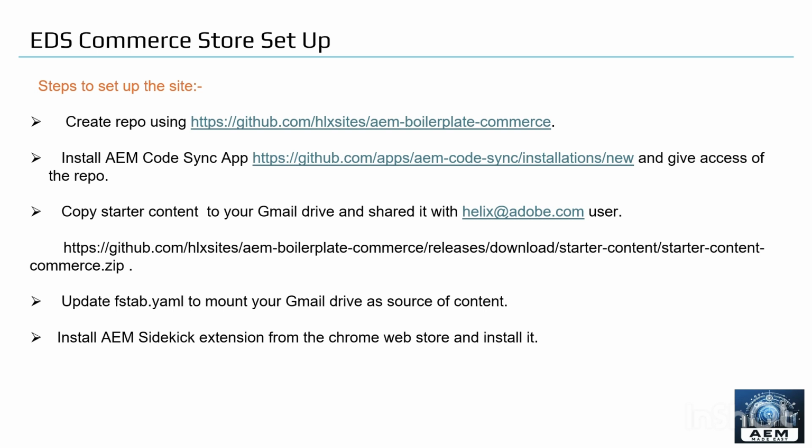By default it will be using some starter content which is present somewhere inside Adobe Drive. It will be in Google Drive only, but it will be owned by Adobe. So if you want to have control of your content, you can download the starter content and upload it in your Gmail Drive. Then you need to change the mount point using the fstab.yaml file. And as I already mentioned in the previous slide, you need the AEM Sidekick to preview and publish your changes. So, without wasting any time, let's start with it.